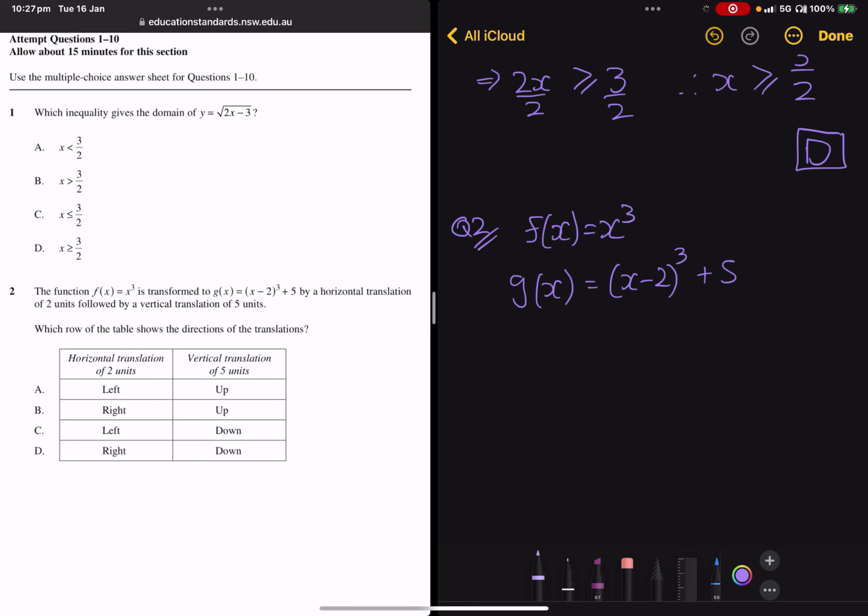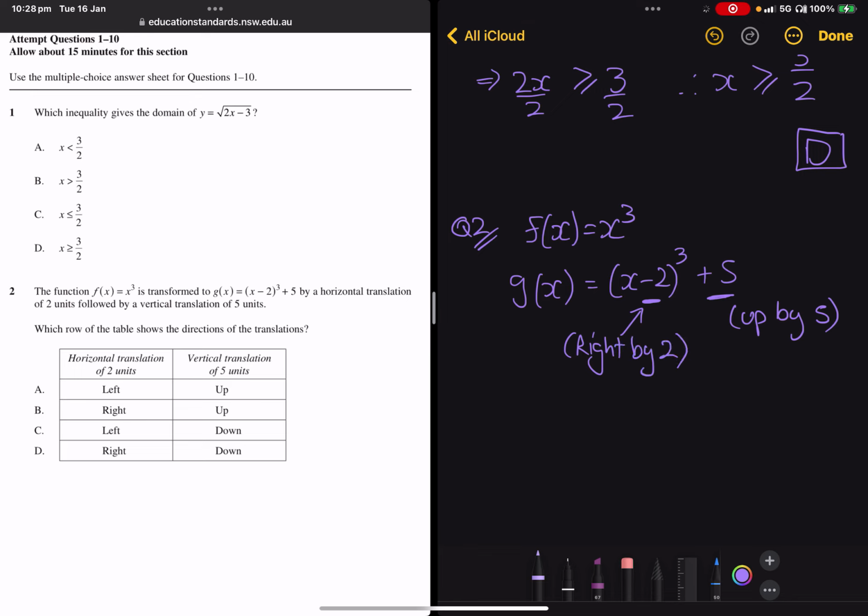Okay, so we have 2 translations here, the minus 2 inside the brackets and the plus 5 at the end. Plus 5 shifts it up by 5. So we know this is up by 5. So this means the answer cannot be C or D, because that would be down. So it's either A or B. Now inside the brackets, a minus 2 shifts right by 2. This is a right by 2 transformation.